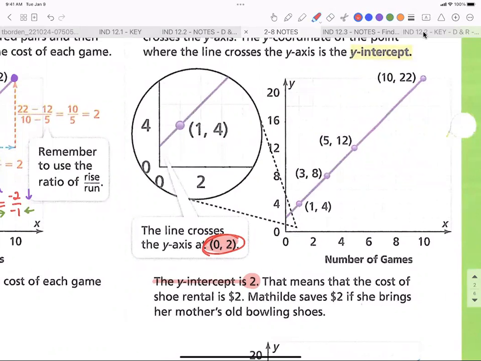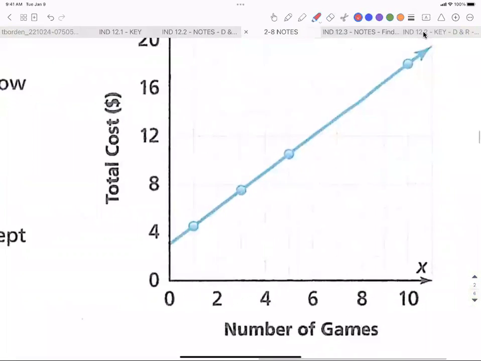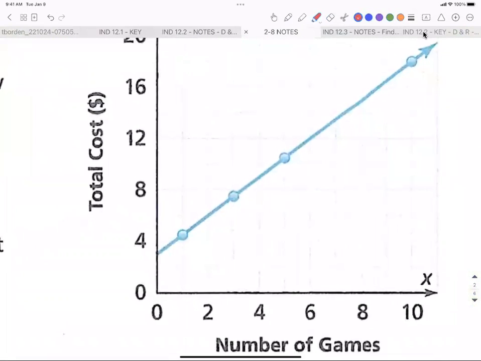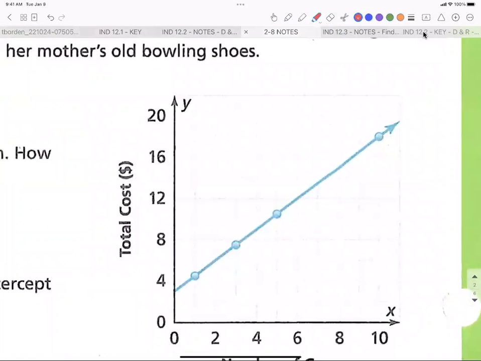Okay. All right. So now we're going to try it. So we are going to look at our graph, and this one's nice. We don't even have to extend it. It's already extended, and it already reaches our y-axis, right? As a refresher, here's your y-axis.